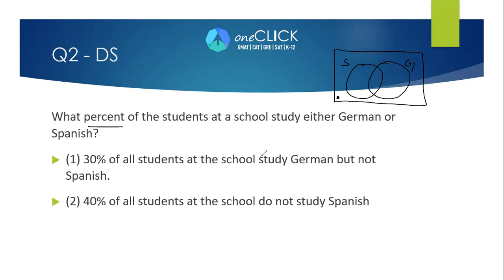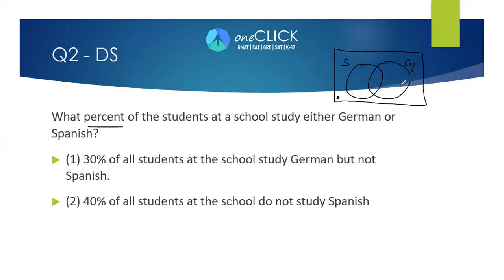First statement says 30% study German but not Spanish. So that means this portion is 30%. Okay. But that is not enough to answer the question clearly. So statement one is not sufficient. Now the second statement: 40% do not study Spanish. So that means anything outside Spanish, these two together, is 40%. Again, I am more interested in this whole thing. So clearly not sufficient either.